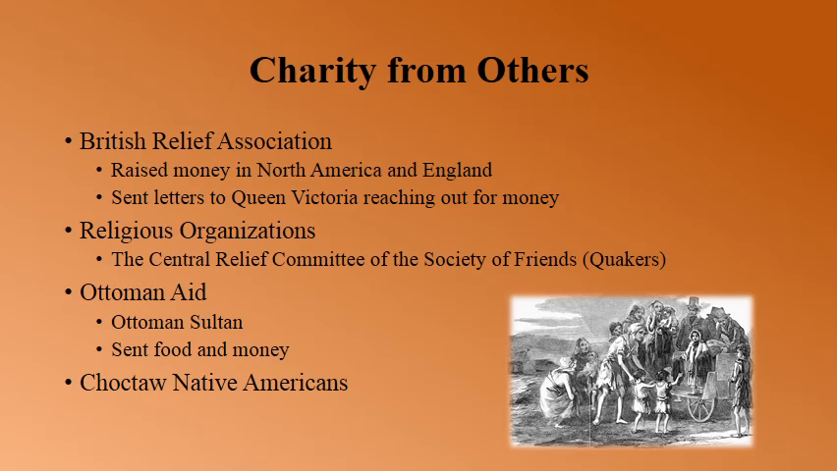And then the Ottoman aid, which is a kind of interesting one, came from the Ottoman Sultan from Turkey, and he sent food and money. It is rumored that he was going to send much more, but Queen Victoria reached out to him and told him that she was sending less money than him, and she didn't want to look bad, so she asked him to send less money than he originally was, which is kind of interesting.